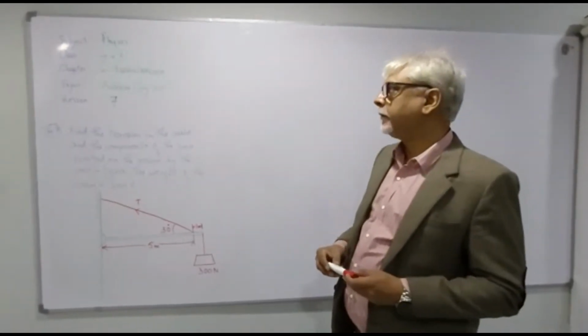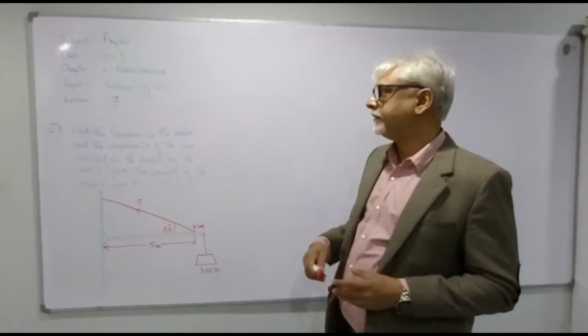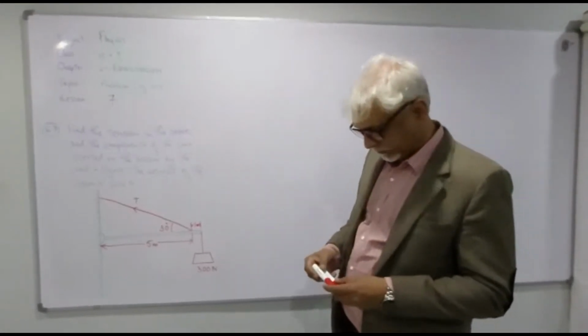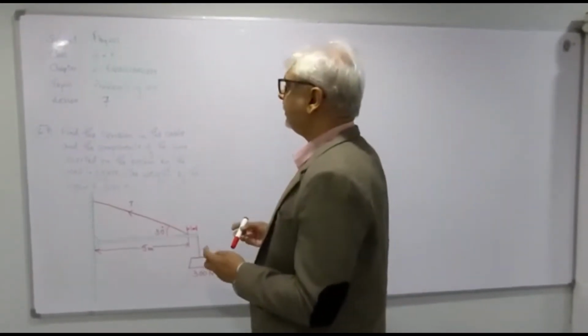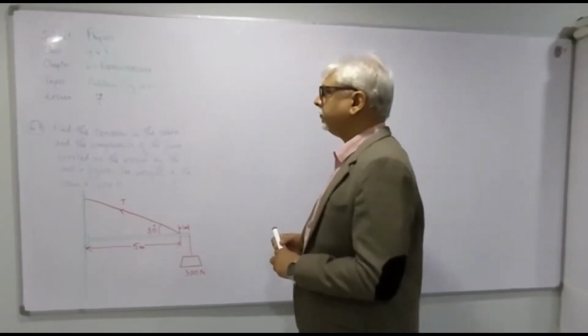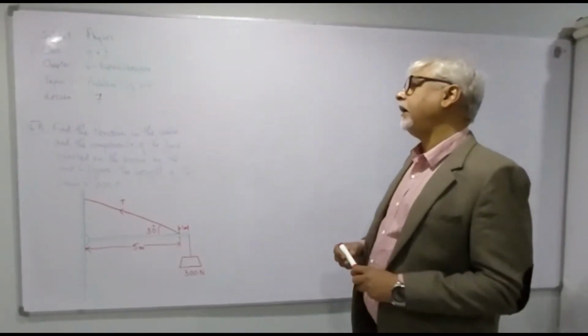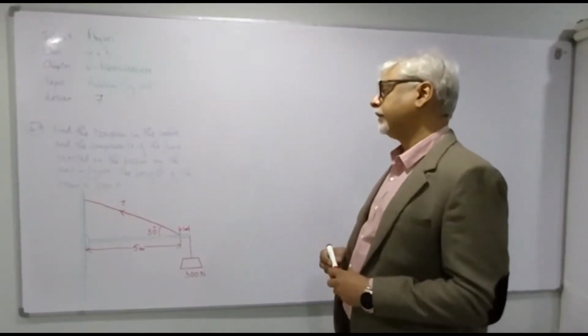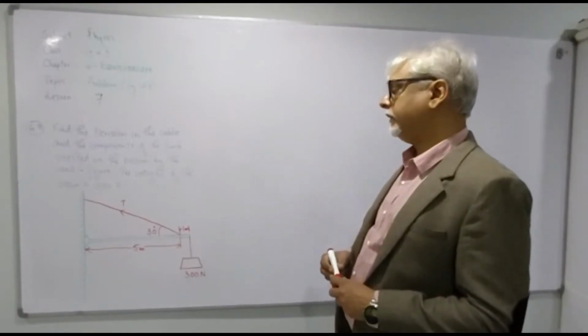We are on chapter 6, equilibrium, and today I'll be solving the last problem of this chapter, which is in your textbook, on page 107, question number 7, 6.7 that is. Okay, so let's begin. Find the tension in the cable and the components of the force exerted on the beam by the wall in this figure.